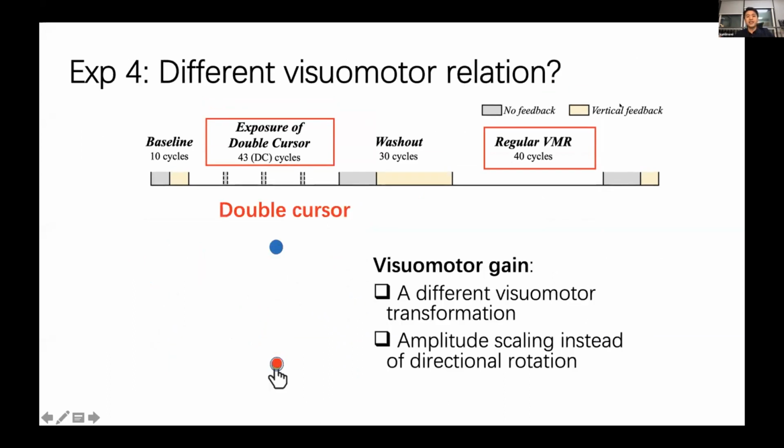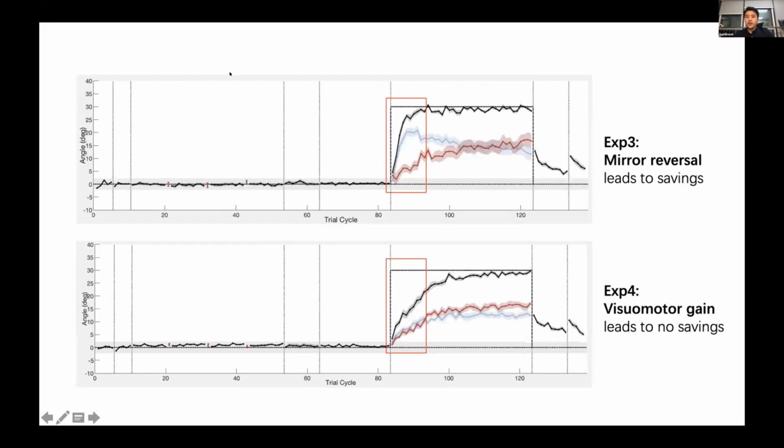The other task is where I change the visuomotor relation. I use so-called visuomotor gain. Visuomotor gain is another type of adaptation, but is different from rotation, different from directions. And I can show you the result. If you're using the mirror reversal, great, you can still show savings. But if you're using visuomotor gain, sorry, no savings, because the amplitude scaling is different from the direction rotation.